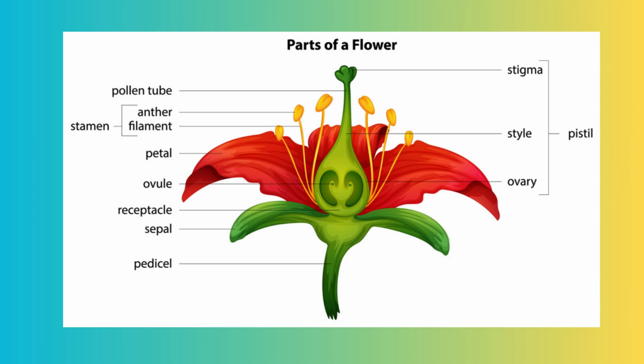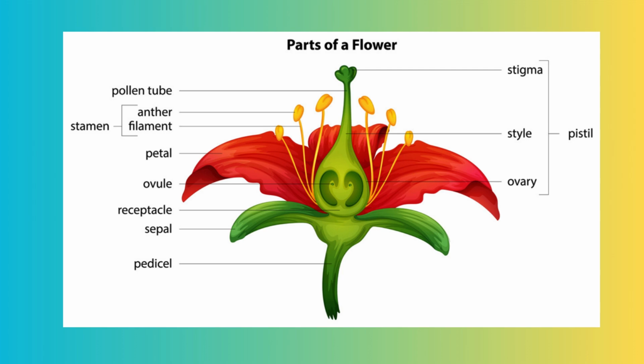Other parts, sepals, typically green, leaf-like structures that enclose and protect the bud before it opens. Petals, often brightly colored to attract insects or other pollinators. Receptacle, the part of the flower stalk where the parts of the flower are attached. Peduncle, the flower stalk itself.